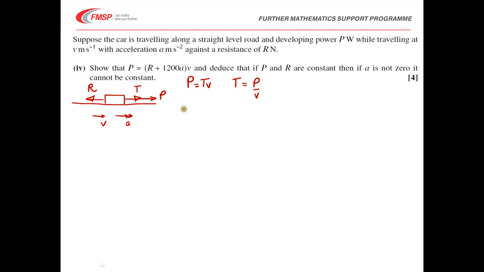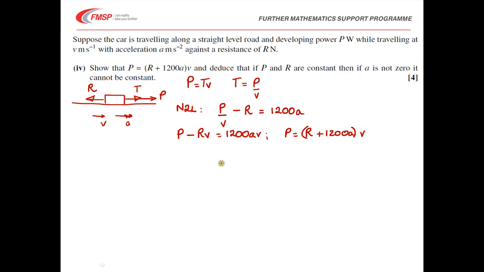We can then use a little Newton's second law because we know it's accelerating. So Newton's second law: forward force is going to be P over V, resisting force is R, and that's going to be equal to mass times acceleration. So mass 1,200, acceleration a. Little rearrangement on that. If I multiply both sides by v, I end up with P minus rv equals 1200 av, and that can be rearranged nice and easily to give the expression that we've got up in the question.